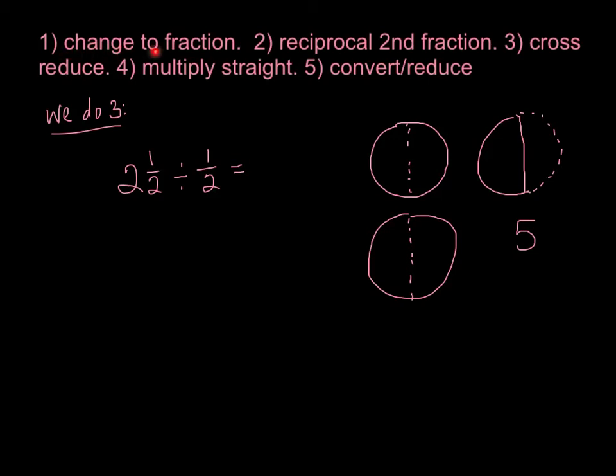Step 1, change everything to a fraction. This is a mixed number. How do I change them to a fraction? Multiply, add, bring it to the side. 2 times 2 is 4, plus 1 is 5. And we don't do anything to this guy because he's already a fraction.